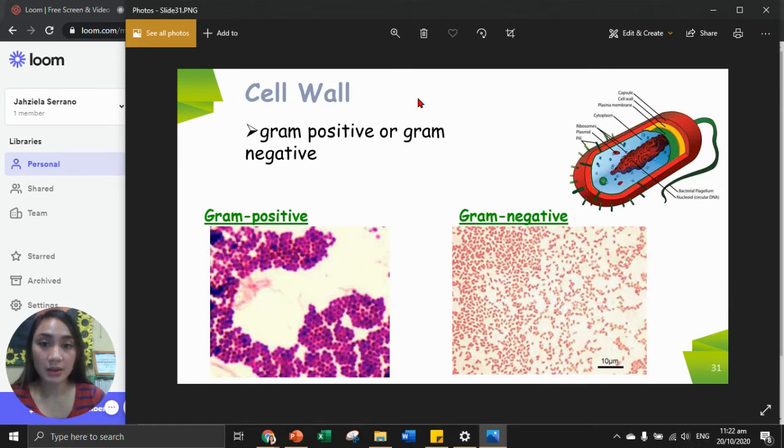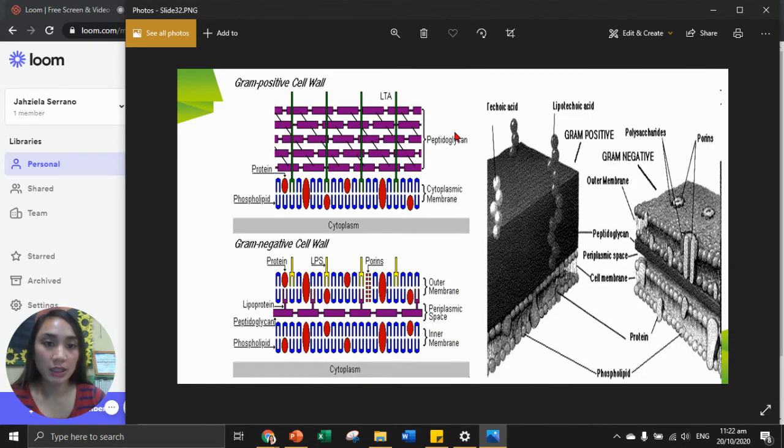Ito yung sinasabi ko, a gram-positive or gram-negative. So this is a gram-positive under a microscope. This is gram-negative. And then if we look at its structure close up, let's look at this black and white picture on your right.